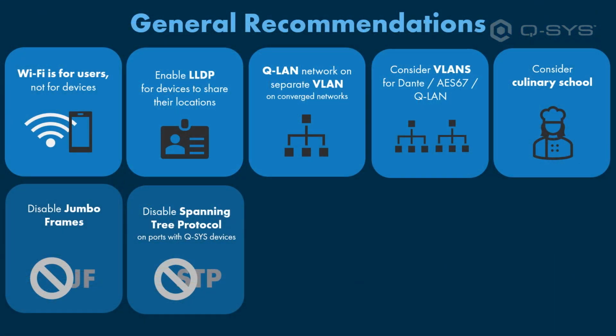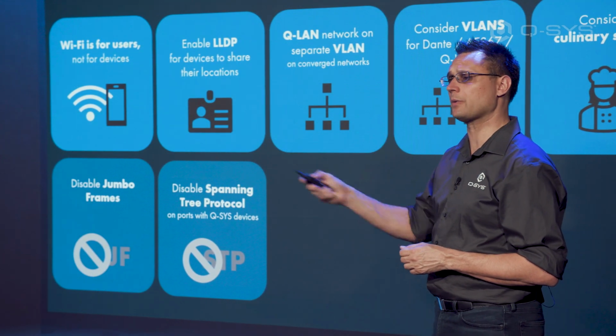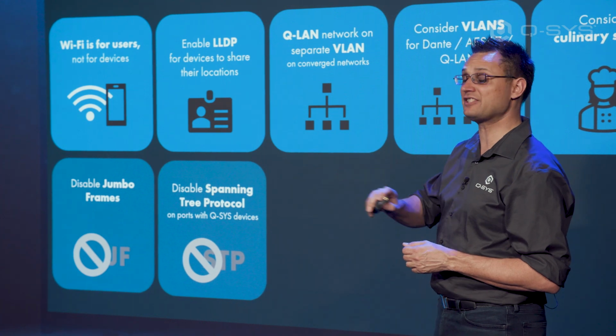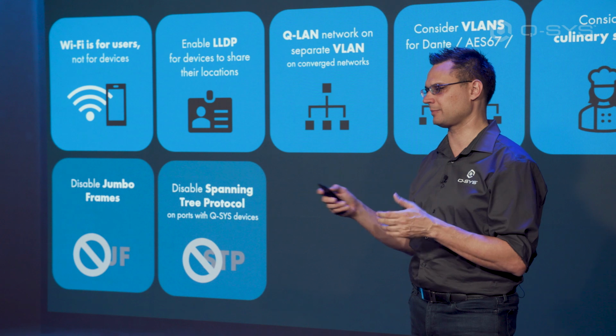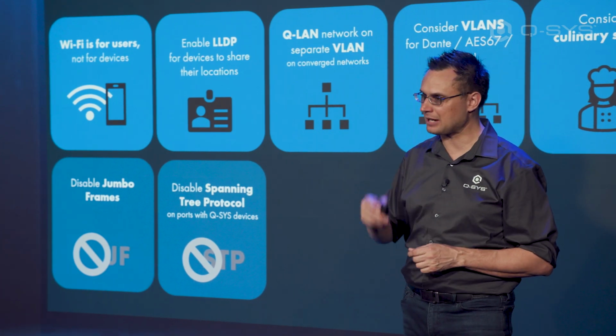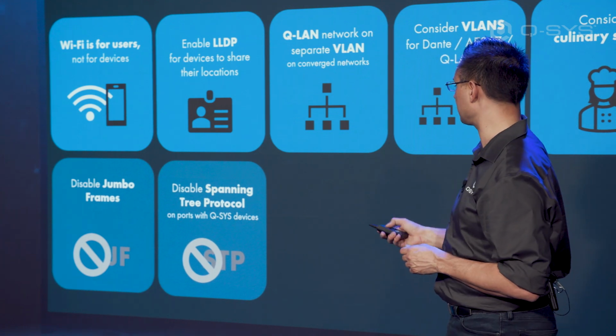We do generally recommend to disable spanning tree protocol, STP, on any ports that have Q-SYS devices on them. STP is a way for switches to sort of reroute themselves based on the easiest path between two connections, whereas we would prefer that our Q-SYS devices determine that ourselves. So disabling STP wherever there are ports that your Q-SYS devices are connected.